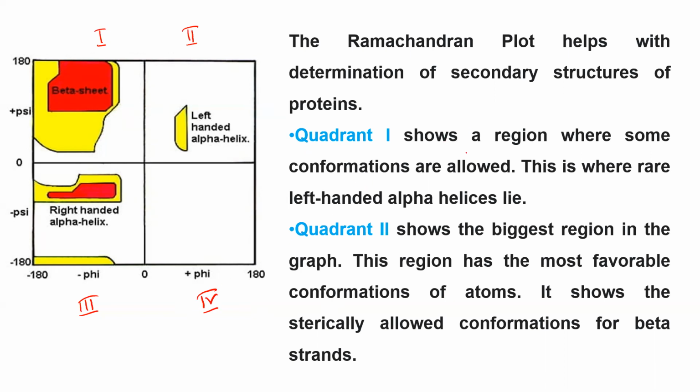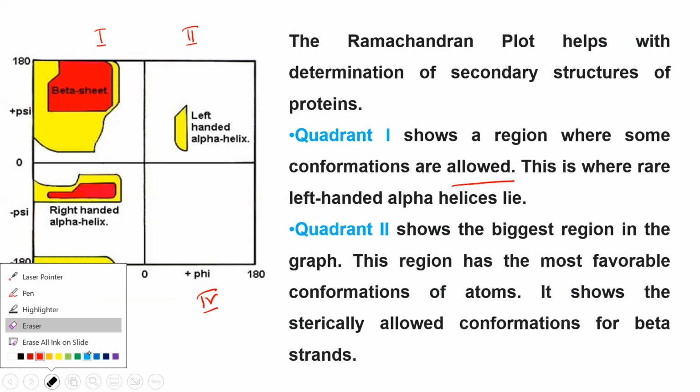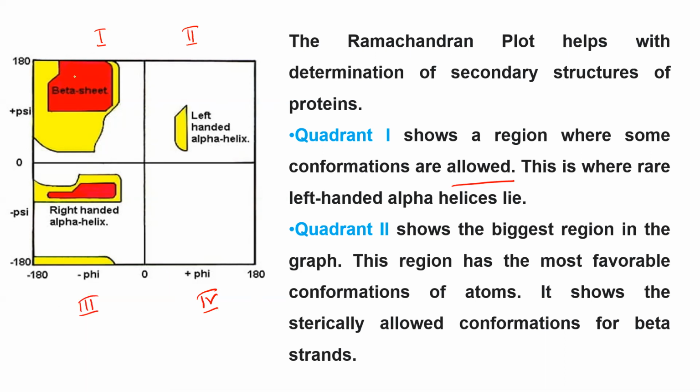Now see, quadrant 1 shows a region where some conformations are allowed. This is where rare left-handed alpha helices lie. In quadrant 1, look at this. Somewhere here, I'll change the color, it will be easy. Somewhere here like this, you get to find the right twisted beta sheet.